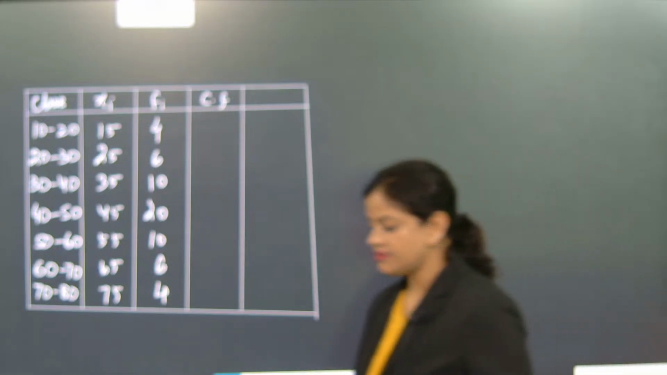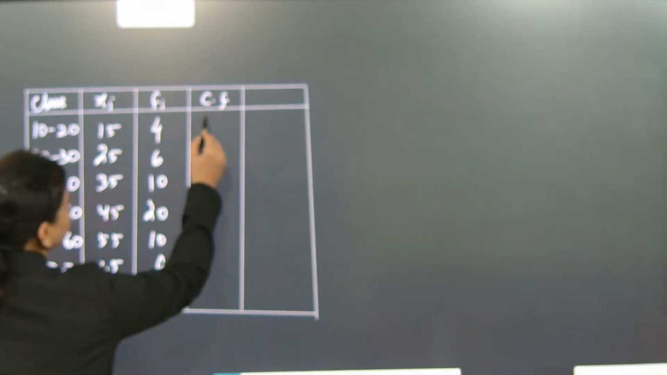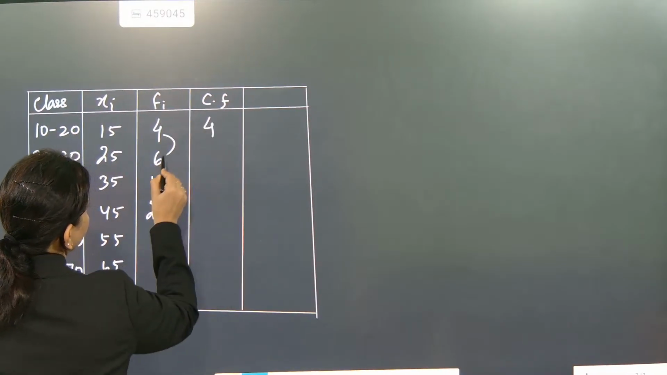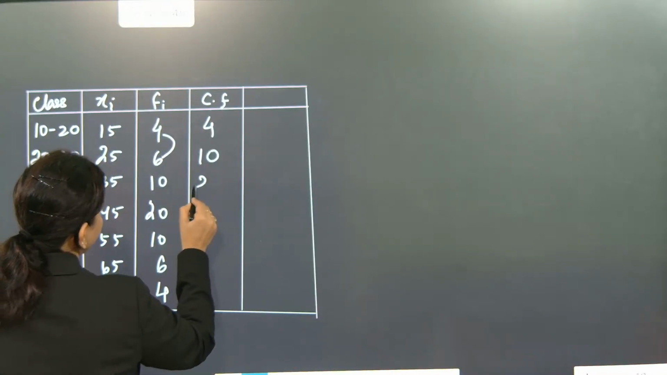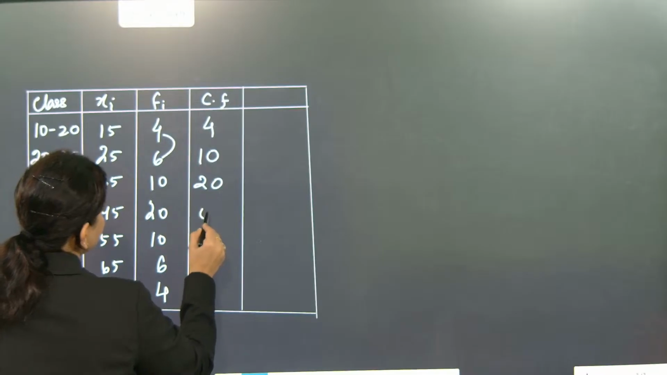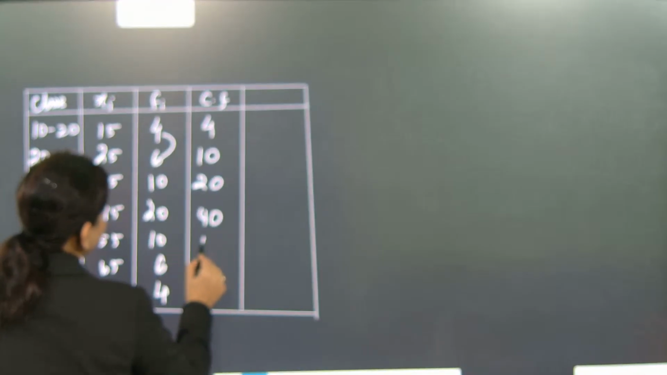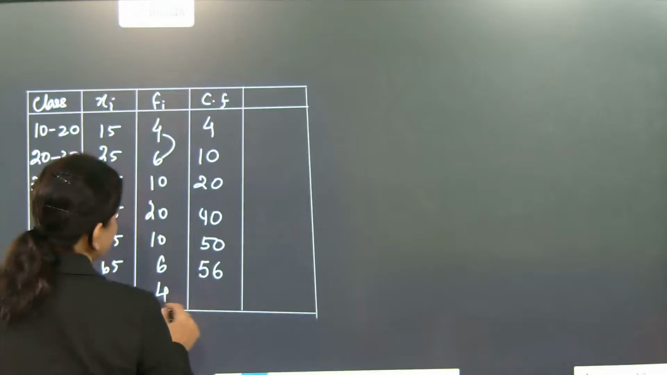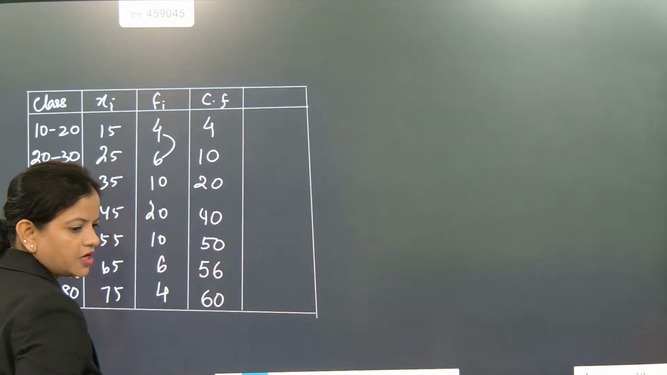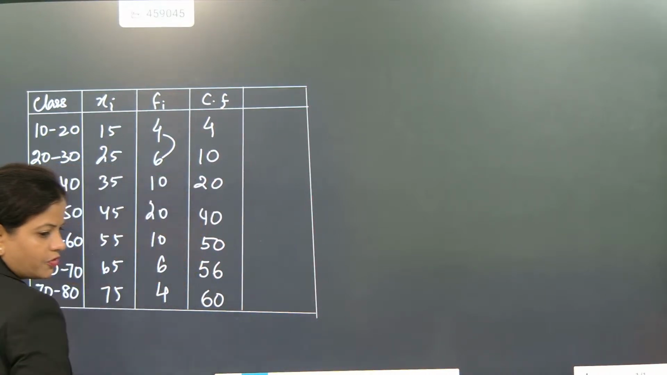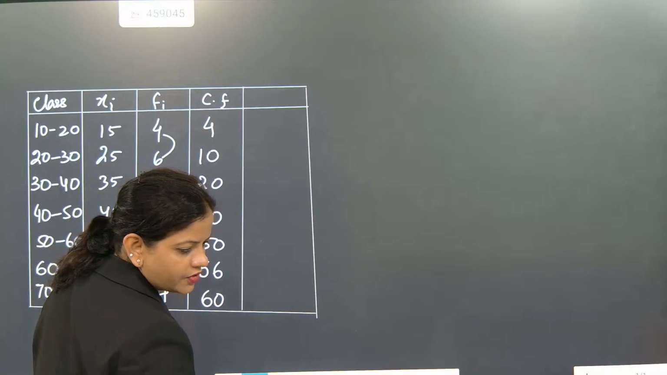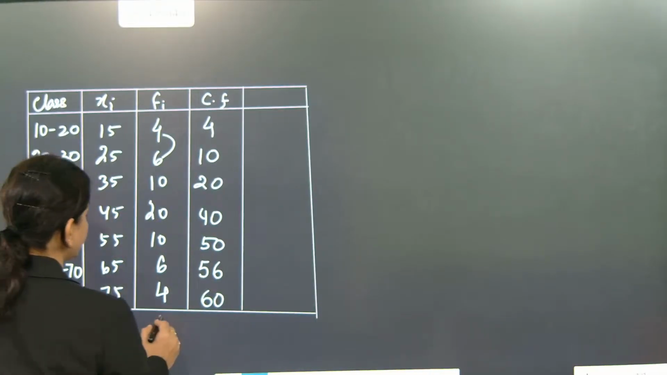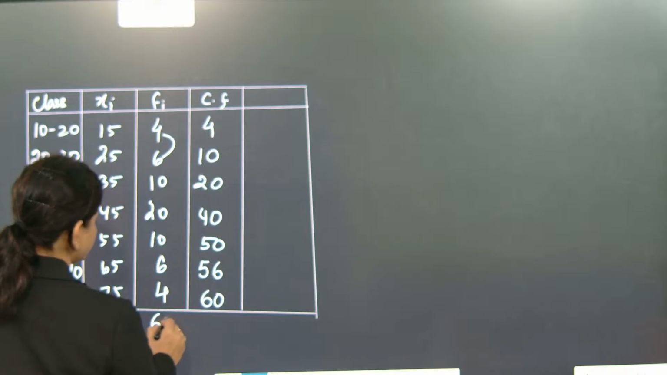Wait, I'll solve. The first frequency will be 4. Then 4 plus 6 is 10. 10 plus 10 will become 20. 20 plus 20 will become 40. 40 plus 10 will become 50. 50 plus 6 will become 56. And this one will become 60. So 4, 10, 20, 40, 50, 56 and 60. Absolutely correct, the total is coming as 60.